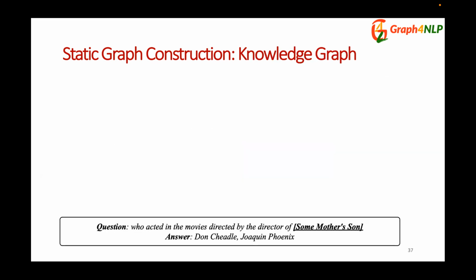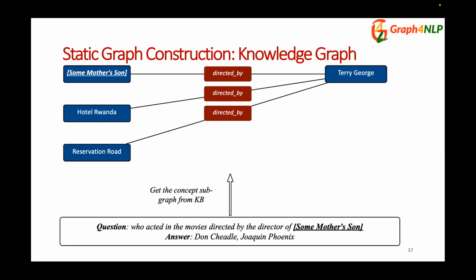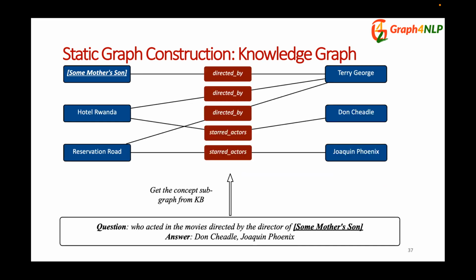Next, let's talk about the knowledge graph construction approach. The knowledge graph stores world knowledge about entities and their relations. Given a question like "who acted in the movies directed by the director of Some Mother's Son," we can first identify the top entity of this question, which is Some Mother's Son, and then extract a subgraph from the knowledge graph, which surrounds the top entity and hopefully contains answer entities of this question.